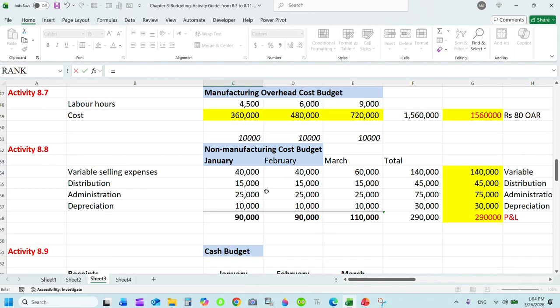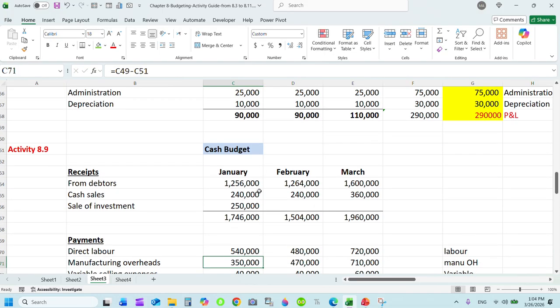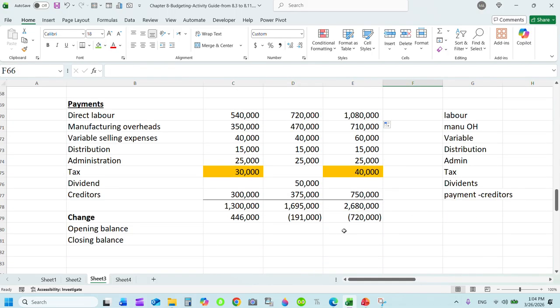The direct labor cost budget is here, the manufacturing direct labor cost budget. It should be this 540, drag it like this. Now it must be correct. Accordingly, the net cash change changes like this. We got the net cash change like this for 3 months.